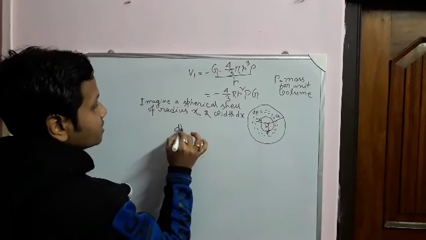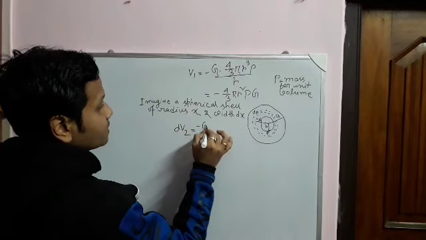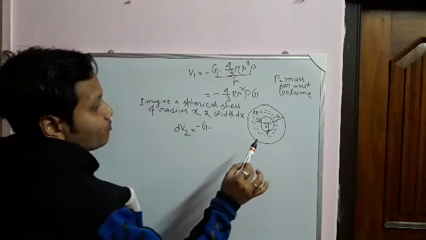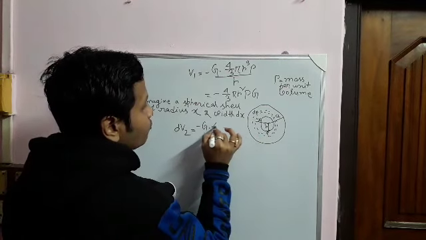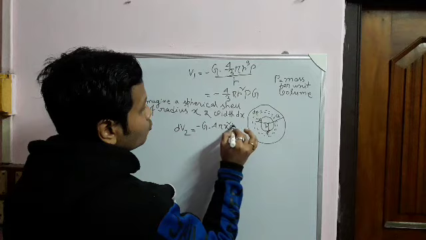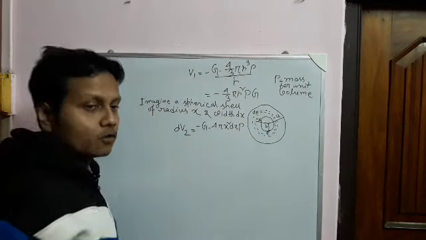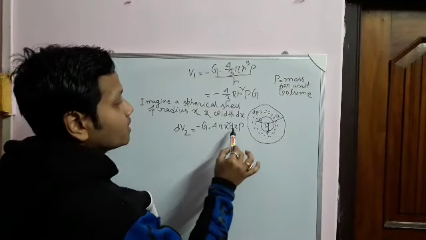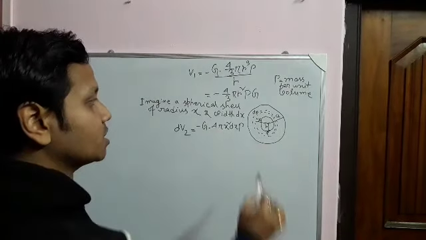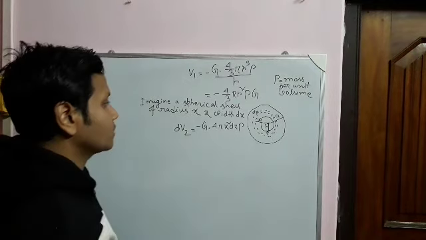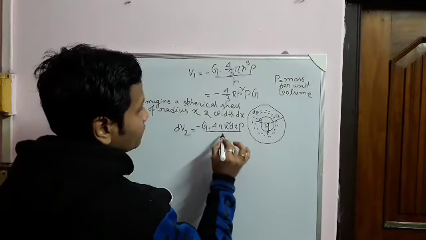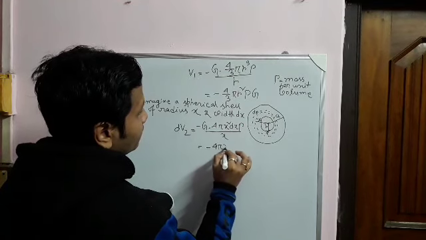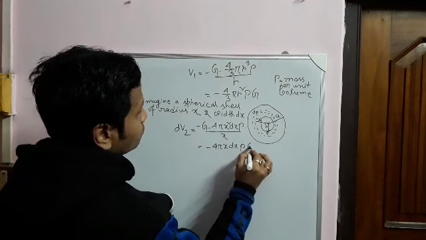If we consider it dV2, then it will be minus G into its mass. The volume will be 4 pi x square dx, into rho. Rho is the mass per unit volume, and 4 pi x square dx is the volume of a spherical shell of radius x and width dx, divided by x. So what will be the result? Minus 4 pi x dx rho G.